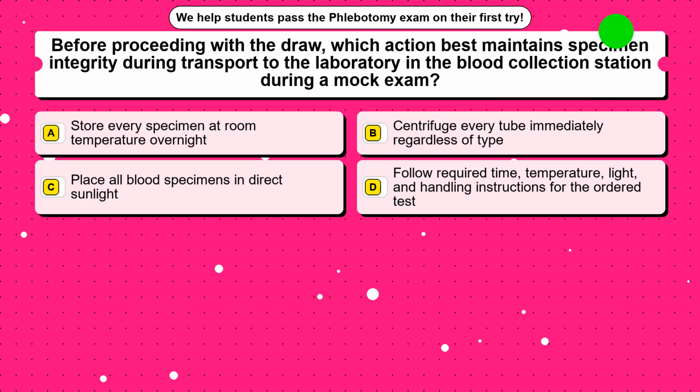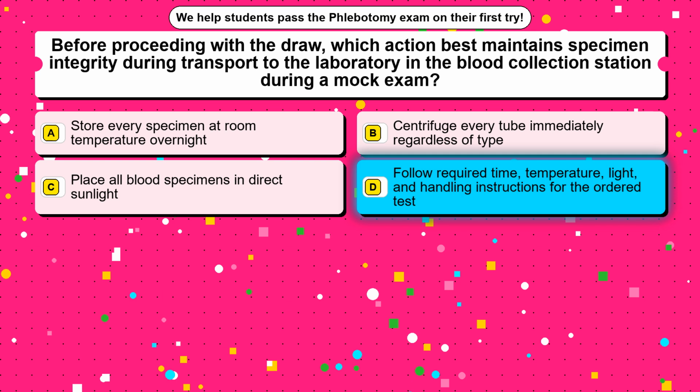Question 63. Before proceeding with the draw, which action best maintains specimen integrity during transport to the laboratory in the blood collection station during a mock exam? Option A. store every specimen at room temperature overnight. Option B. centrifuge every tube immediately regardless of type. Option C. place all blood specimens in direct sunlight. Option D. follow required time, temperature, light, and handling instructions for the ordered test. The correct answer is option D.